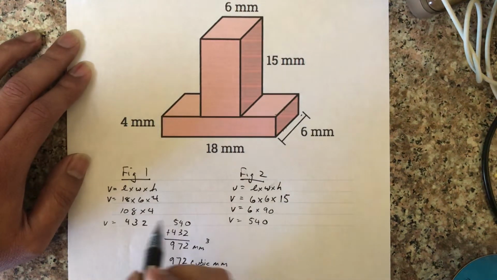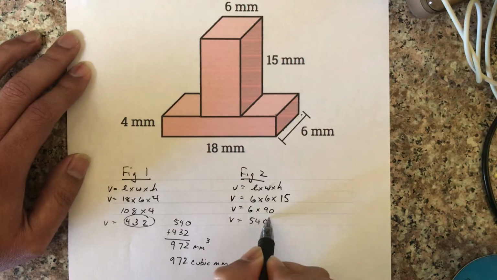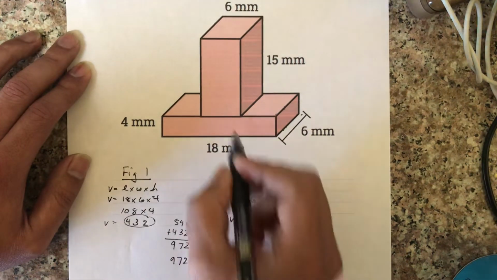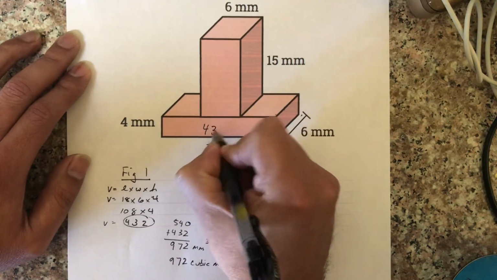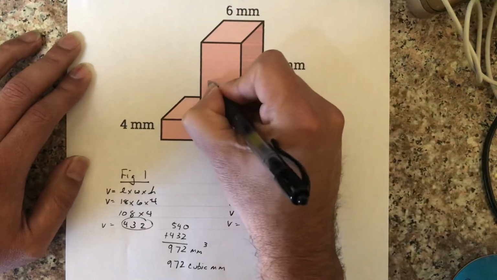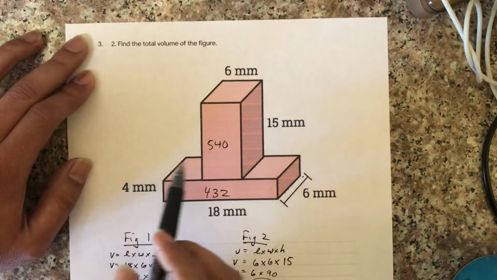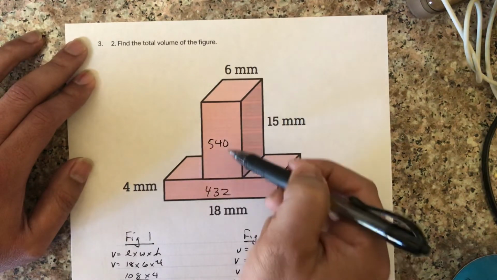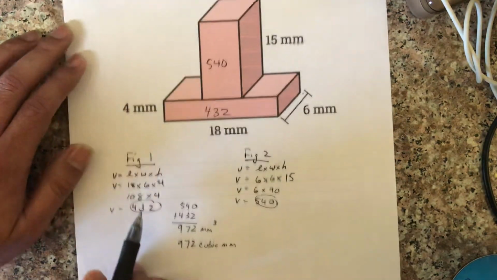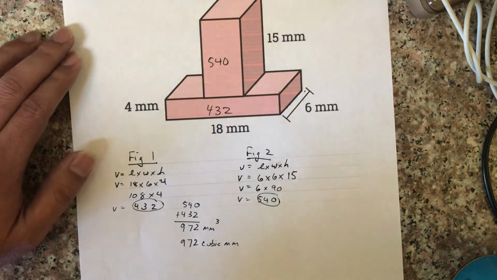So all I did was I got my 432 and my 540, the volumes for each figure. So this figure right here, the volume is 432. The volume for the top figure is 540. But the question is not how much is each one. The question was, what's the total volume? Well, now I need to add these two together to find out what's the total volume.